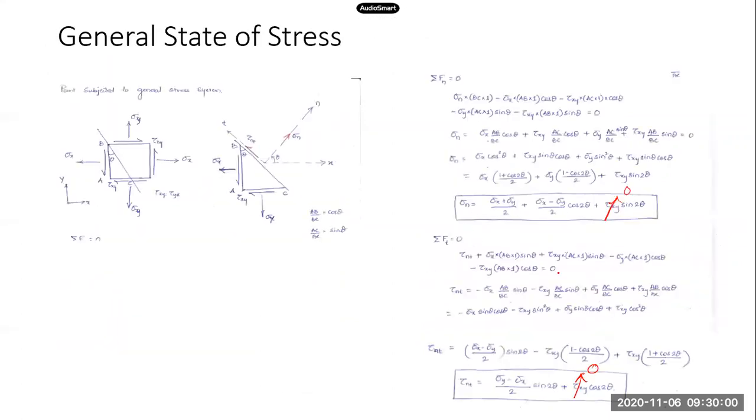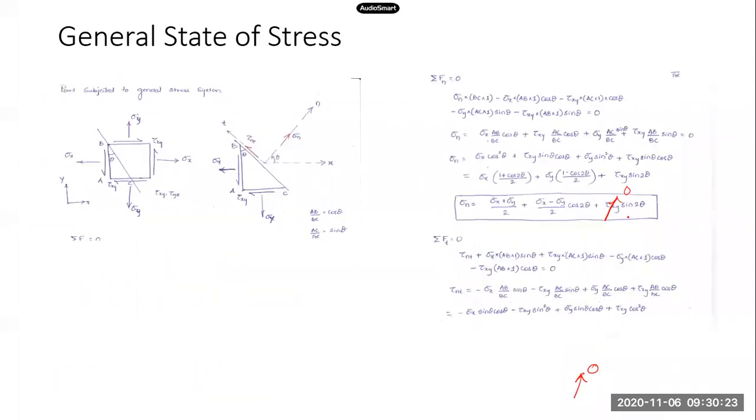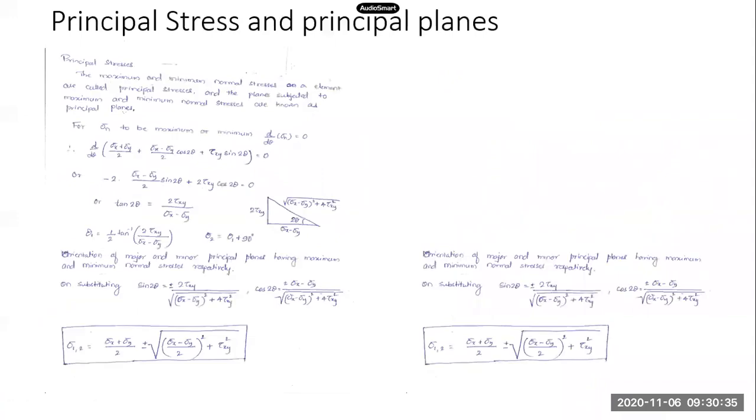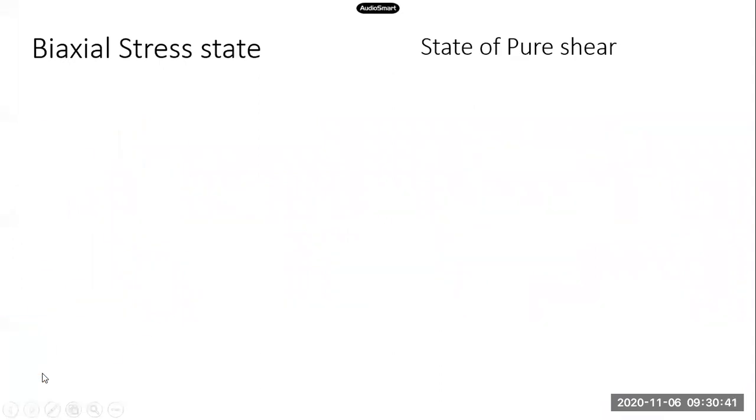That is why I said that if you remember the general state of stress, you can get the expression for any other state of stress, even the uniaxial state of stress. If we equate σy and τxy to zero here, you should be able to get back the expression we had for the uniaxial state of stress. This is for the general state that I have taken up. Try it for biaxial and pure shear. You have to practice in this particular subject to understand this. You should practice them; that is the only way.